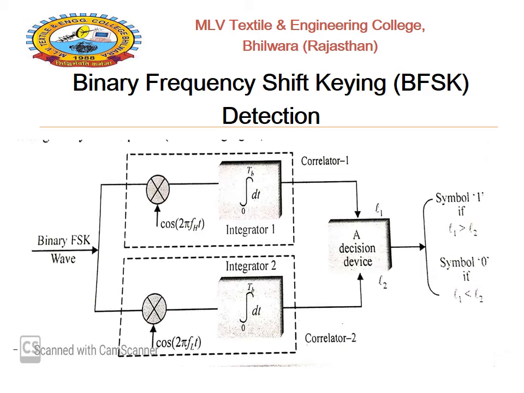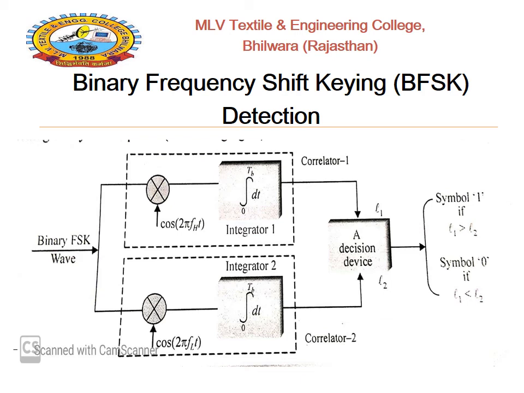Correlator 1 is tuned to the carrier frequency corresponding to symbol 1, that is the higher frequency component FH, while correlator 2 is tuned to the carrier frequency corresponding to symbol 0, that is the lower frequency component FL. The upper correlator is related to the higher frequency component, as indicated in the product modulator by cos 2 pi FHT, HT for high frequency, whereas the lower section represents cos 2 pi FLT. So correlator 1 is related to the higher frequency component FH of T, and correlator 2 is related to the lower frequency component FL of T.